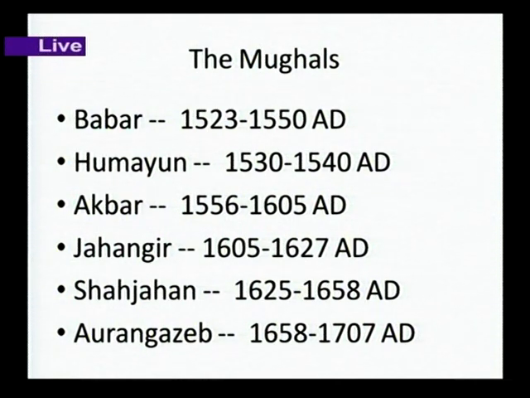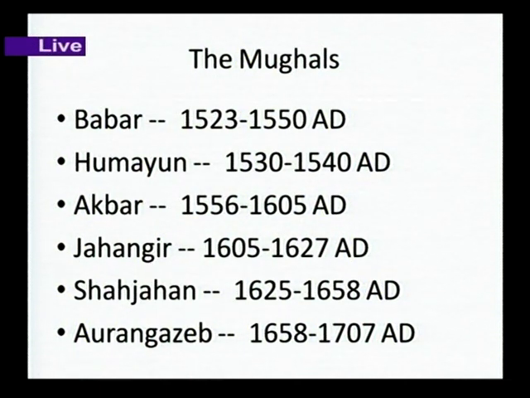After them, we have the famous rulers, that is the Mughals. The Mughals entered into our country through Afghanistan and the founder of the Mughal empire is Babur. Babur established his kingdom from 1523 to 1550 AD in our country. After him, his son Humayun ruled from 1530 to 1540 AD. Then we had his son Akbar, 1556 to 1605 AD. Then we have Jahangir, 1605 to 1627 AD. Then we have Shah Jahan, 1625 to 1658 AD. The last ruler we had is Aurangzeb, 1658 to 1700 AD.